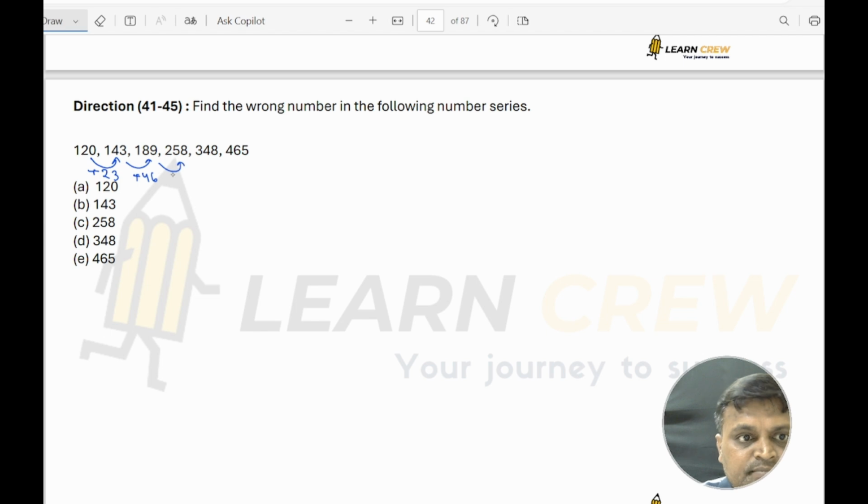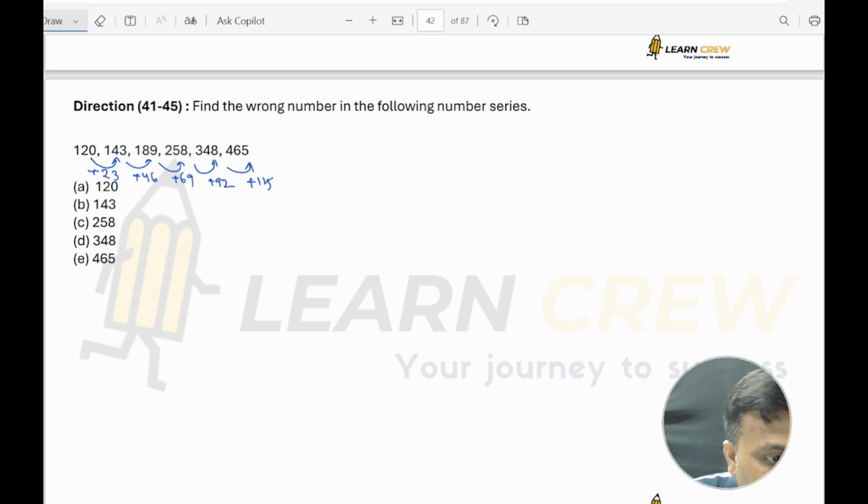And here it is, 69. So now it is very clear. 23 ones are 23, 23 twos are 46, 23 threes are 69. Next it has to be 23 fours are 92. Next it has to be 23 fives are 115.